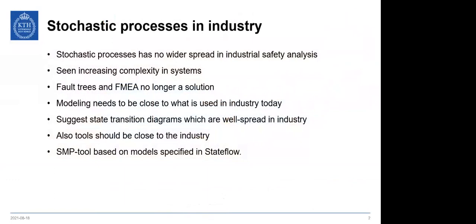Stochastic processes today have no widespread use in industrial safety analysis, but at Scania we have in later years seen an increase in complexity in systems, especially with the development of autonomous vehicles. And in these cases, the classical safety analysis tools such as fault trees and FMEAs are no longer a solution. So we need new methods, which is why we propose using stochastic processes.